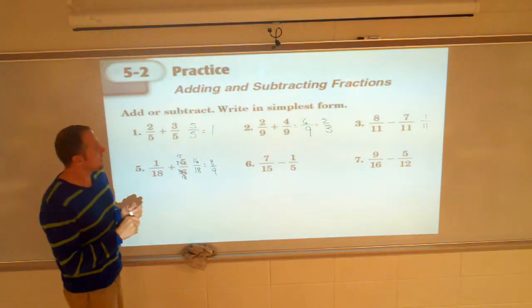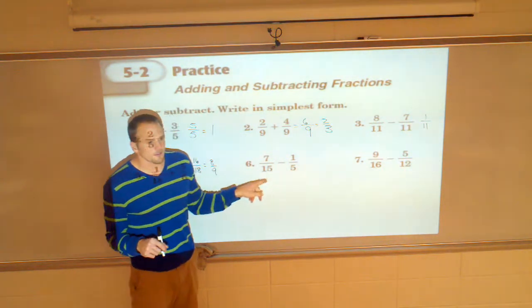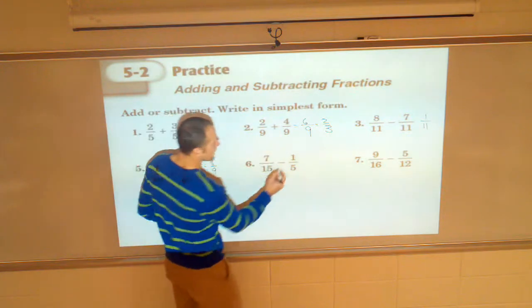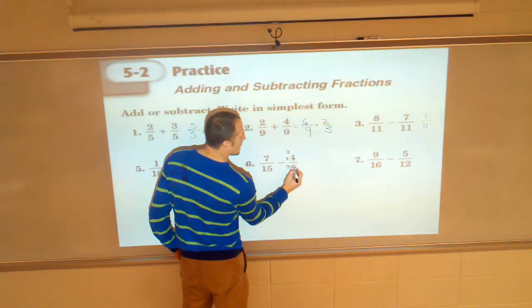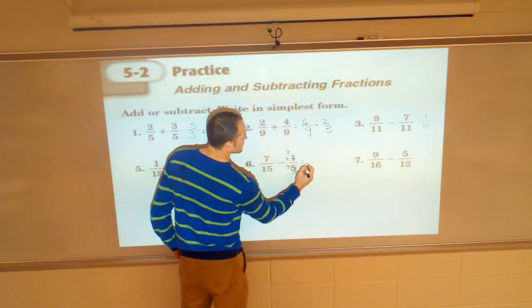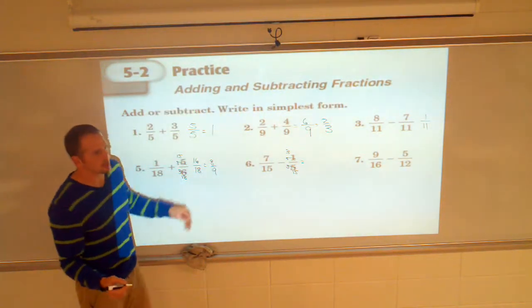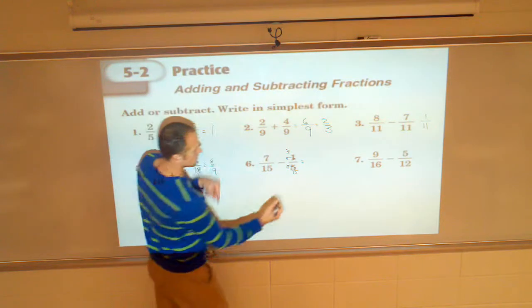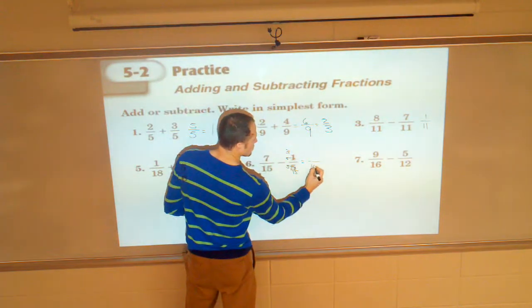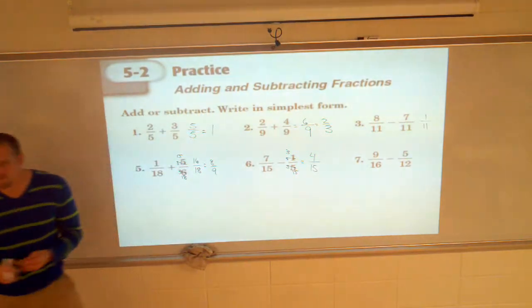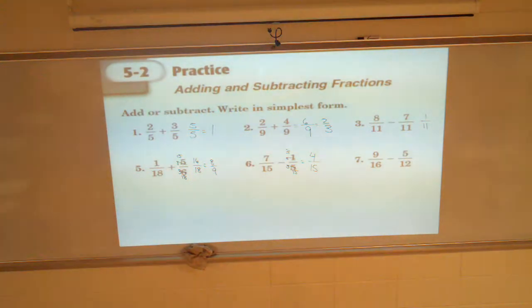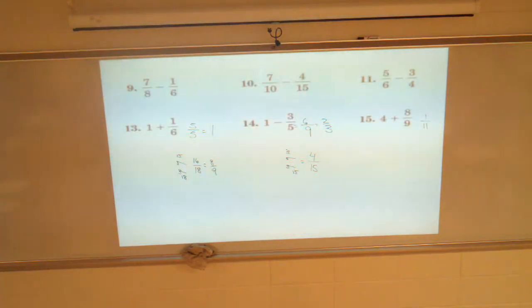Okay, Peyton, what do I need to multiply 5 by to get 15? 3. So if I multiply this by 3 over 3, this becomes 3 over 15. So Bailey, bottom the same, 15. Just do the top, 4. So we've got 4 over 15. Now, those are the easier ones. These are the harder ones.